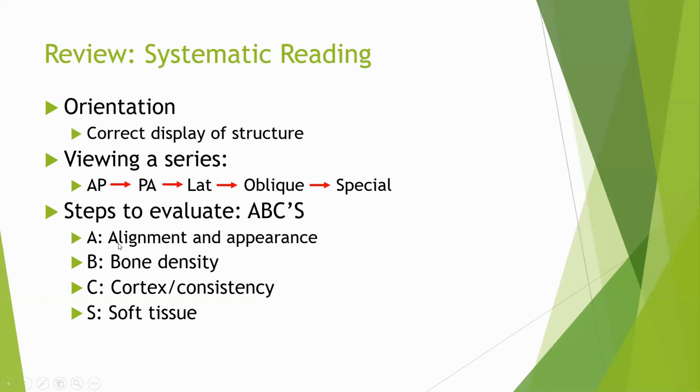So ABCs. A is for alignment and appearance. Is the alignment of two joints how it is supposed to be? Let's say it's an elbow joint: the alignment should not be straight from the shaft of the humerus to the shaft of the radius and ulna of the forearm. No, there has to be an angle called the carrying angle, like this. There has to be an angle.